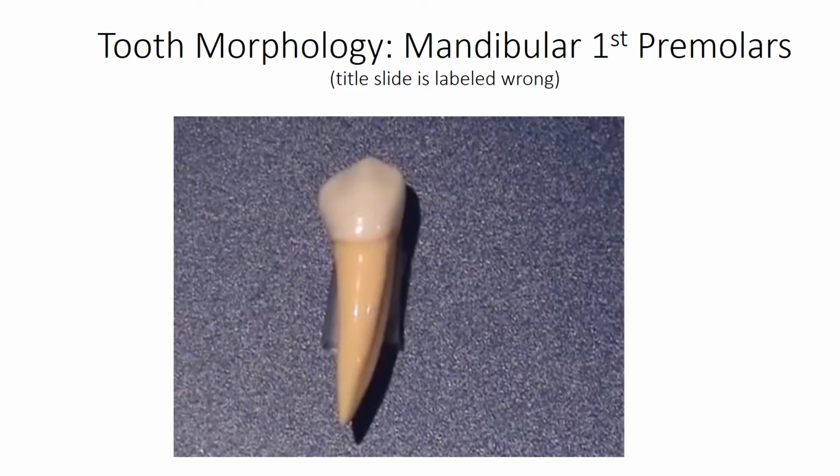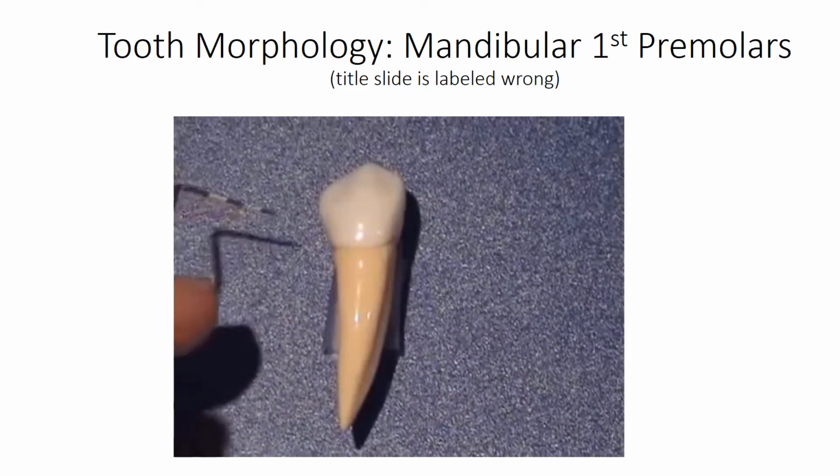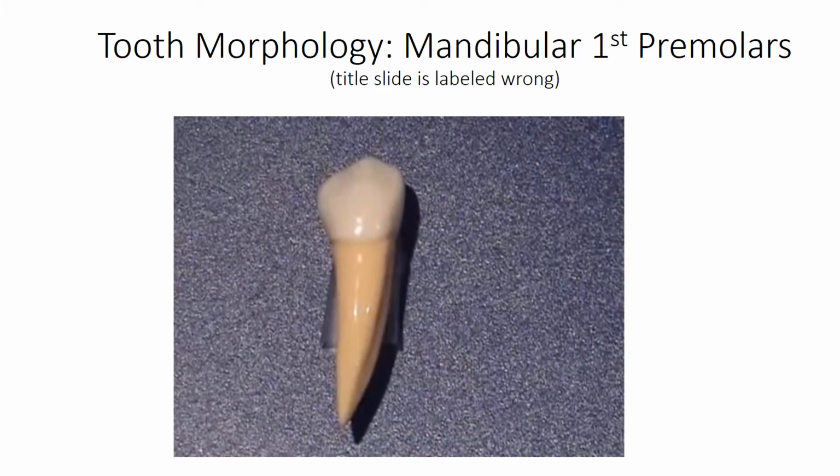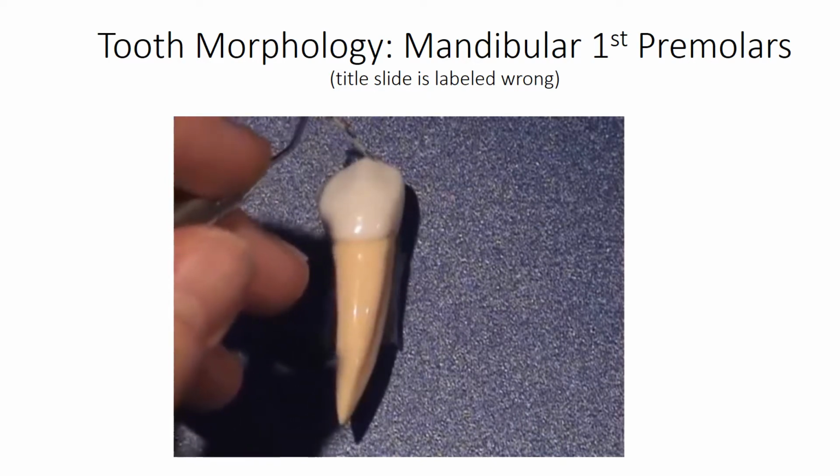Mandibular premolars are usually single-rooted. The first mandibular premolar is usually a little smaller than the second premolar. The mandibular first premolar has a long, pointed buccal cusp and a lingual cusp that's not functional.